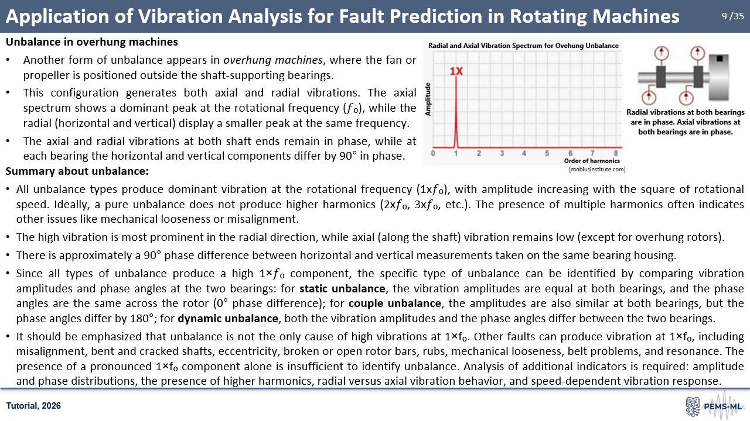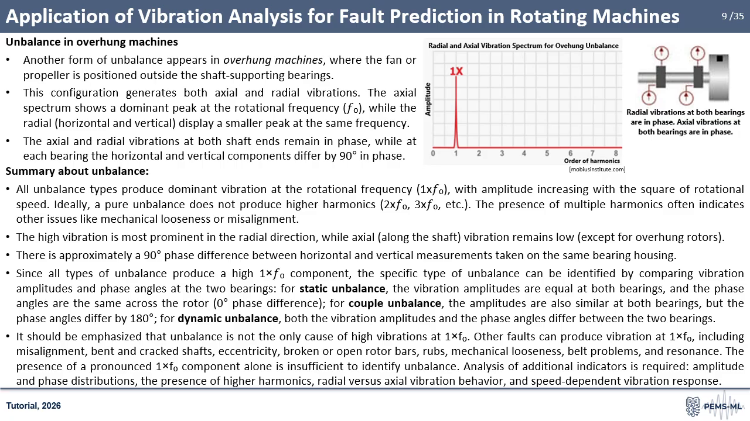A 90-degree phase difference is typically observed between horizontal and vertical vibrations at the same bearing. Because all unbalance types produce strong vibration at the shaft rotational frequency, the specific unbalance type is identified by comparing vibration amplitudes and phase angles at both bearings. Static unbalance shows equal amplitudes and zero phase difference. Couple unbalance shows similar amplitudes with a 180-degree phase difference, and dynamic unbalance shows differences in both amplitude and phase.